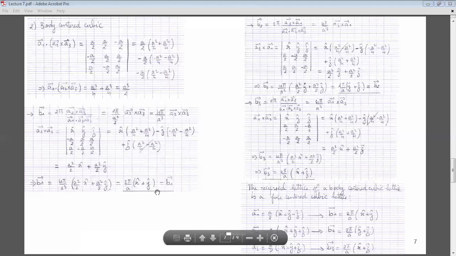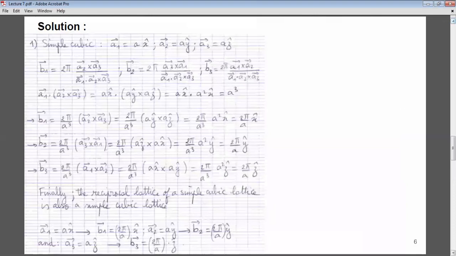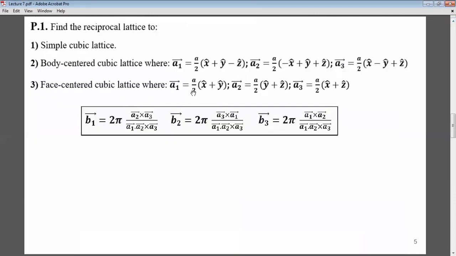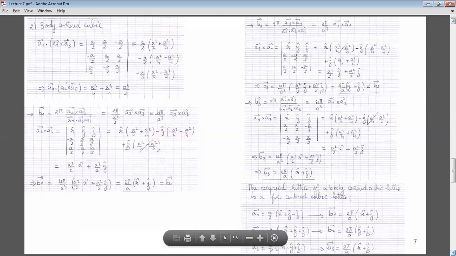And if you look now at the primitive lattice vectors for the body-centered cubic, what do you have for B1? You have something times x plus y. Look at the FCC. What do we have for the FCC? We have something times x plus y. For the A2, we have something times y plus z. For the A3, we have A over 2 times x plus z. If I compare this to the body-centered cubic, for the B1, it's something times x plus y. For the B2, it's something times y plus z. For the B3, it's something times x plus z. So the reciprocal lattice of a body-centered cubic lattice is a face-centered cubic lattice.